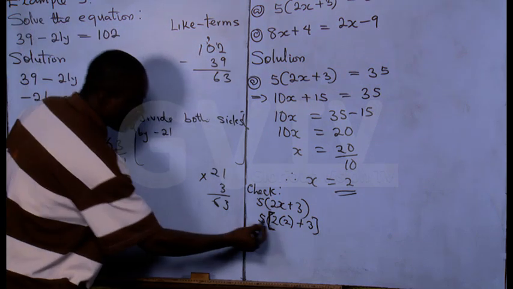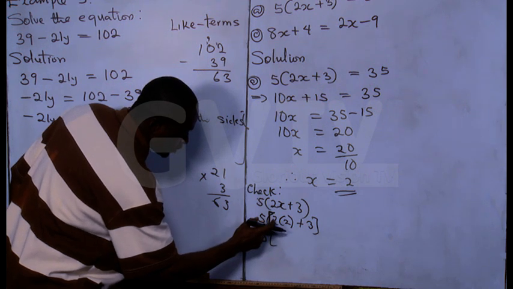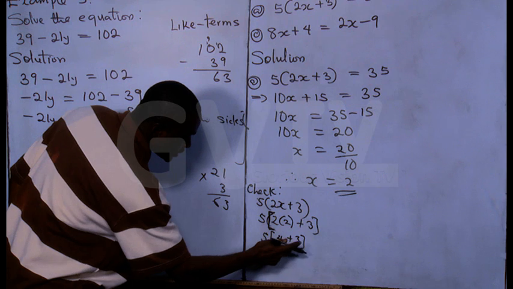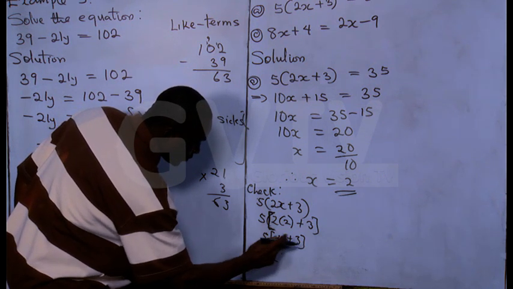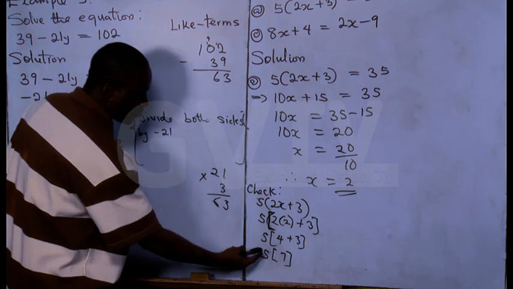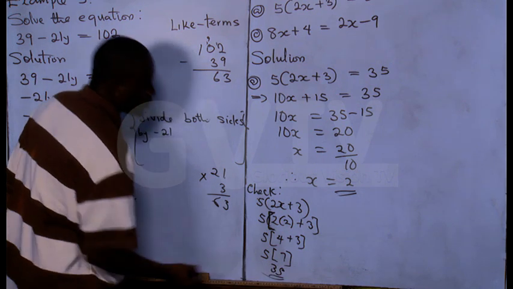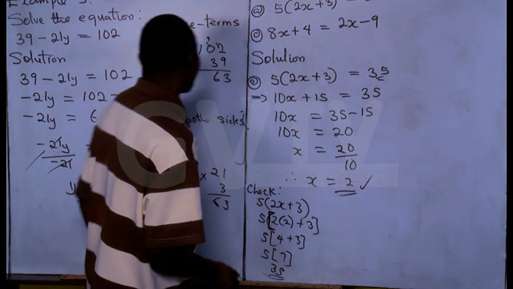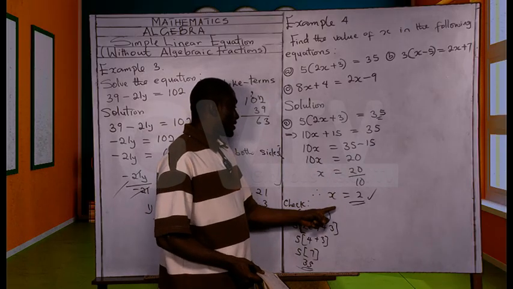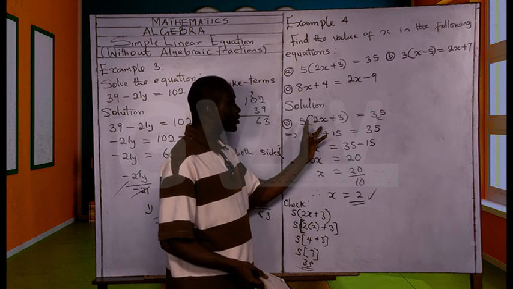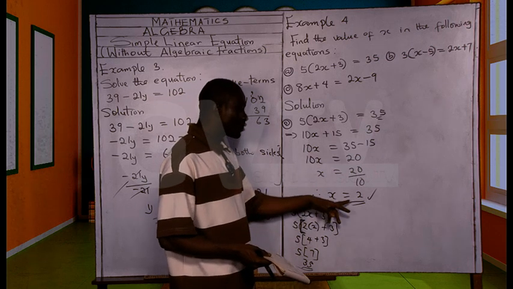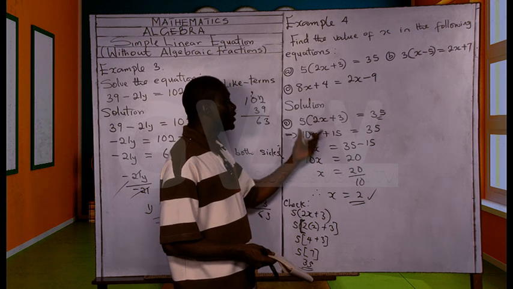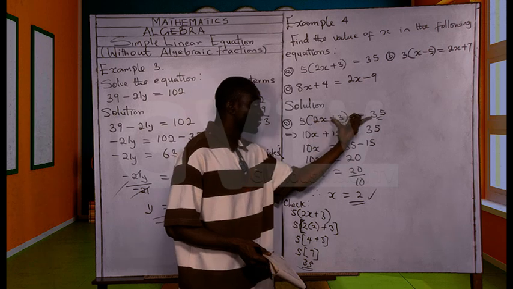All right, so this will give us 5 into 2 times 2, that will give us 4 plus 3. Okay, so we have 4 plus 3, that is what? That is 7. Okay, so 5 times 7, that is 35. Okay, so which makes the value of x, that is 2, to be the correct answer, which is the solution. So it means that x equals 2 is the solution to this equation. That is the interpretation. I repeat that the value of x equals 2 is the solution to this given equation. That is that.